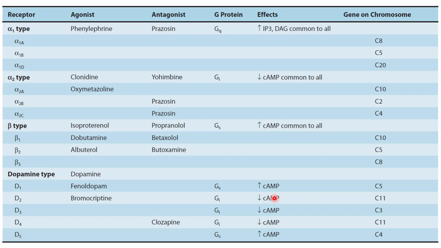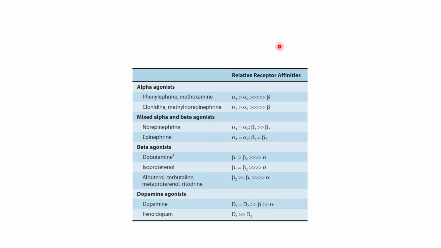Many clinically available adrenergic agonists have selectivity for the major alpha and beta receptor subtypes, but not for the subtypes of these major groups. Examples of clinically useful sympathomimetic agonists that are relatively selective for alpha-1, alpha-2, and beta receptor subgroups are compared in this table.